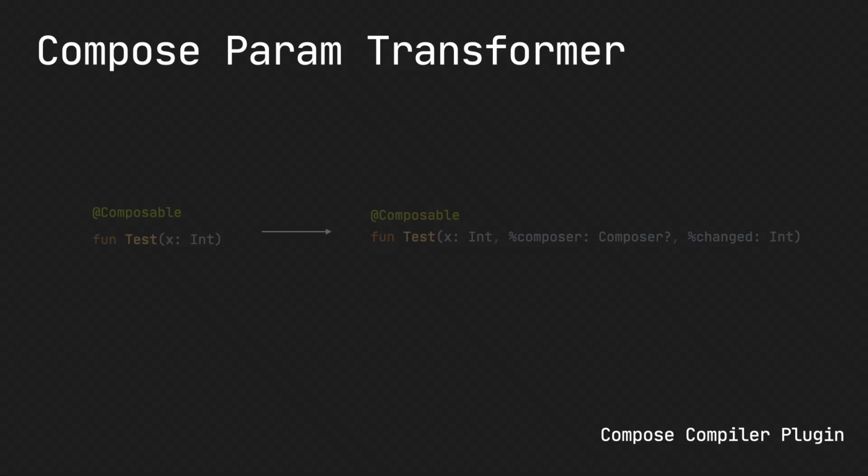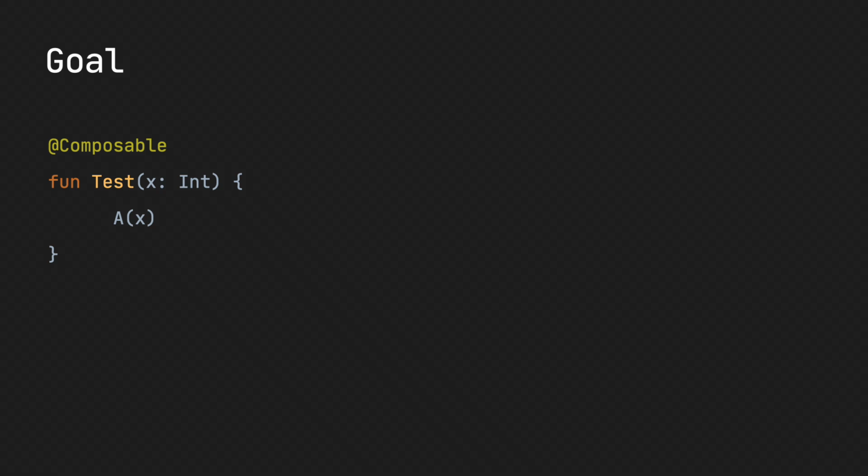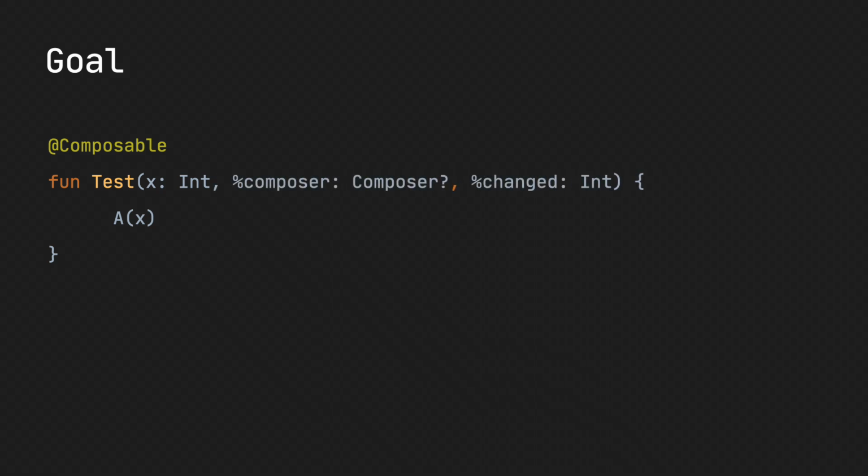In this video, I'm going to share with you how the Compose Param Transformer works and how it's architected. The goal of this transformer is to take a composable function such as this and to add in the compose parameter and the change bit mask. These parameters should also be propagated to nested function calls.